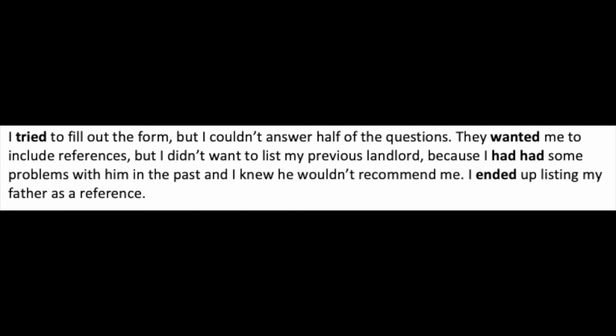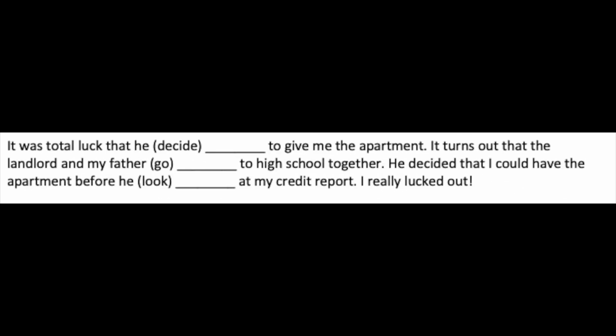As you can see, again, the words in bold are the correct answers. Tried, simple past. Wanted, simple past. There's that tricky had, the past perfect tense. And ended, simple past. Here's the next one.